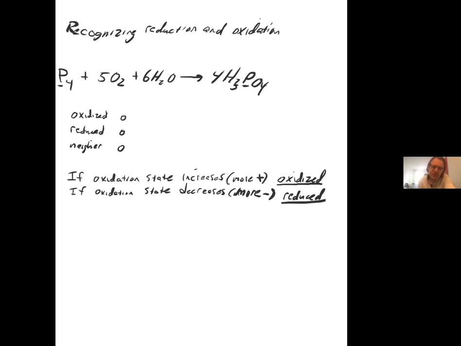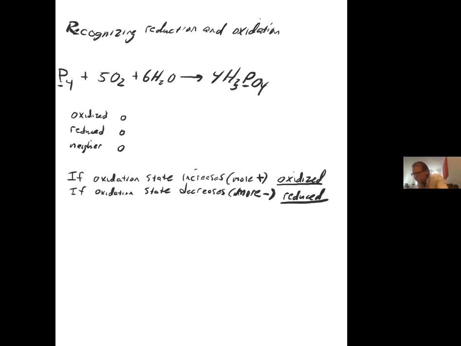Okay, and the reason for that is that something is reduced when it gains electrons. When the electron comes to it, it gets reduced. So if you're gaining electrons, you become more negative. If something is losing electrons, it's getting oxidized. So it becomes more positive because you're losing electrons, which are negatively charged, to become more positive.